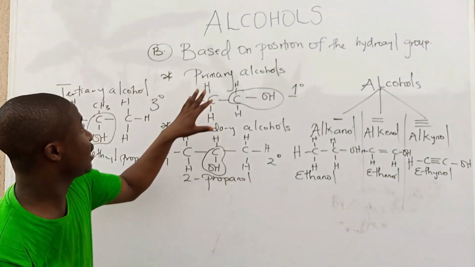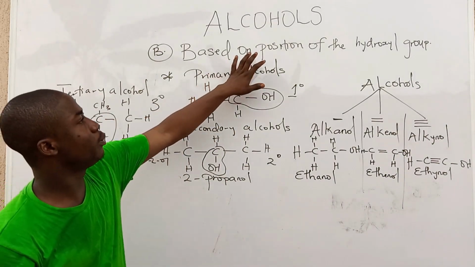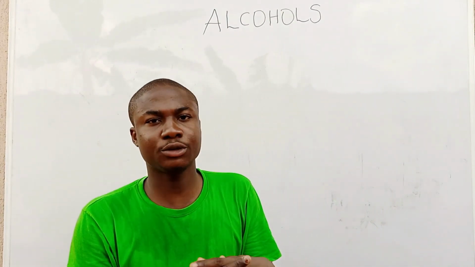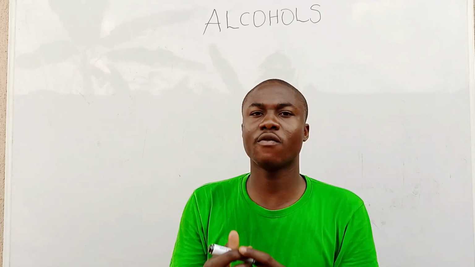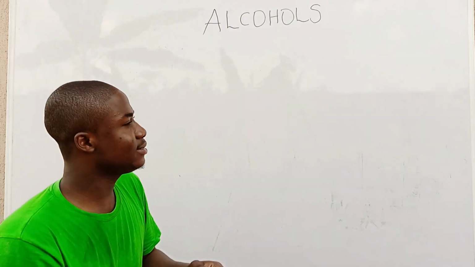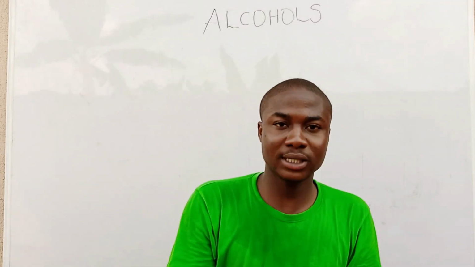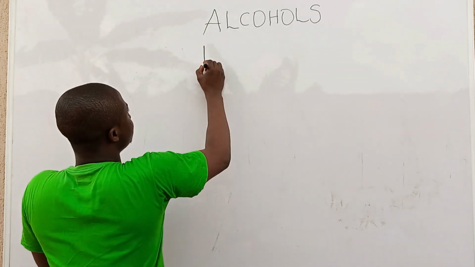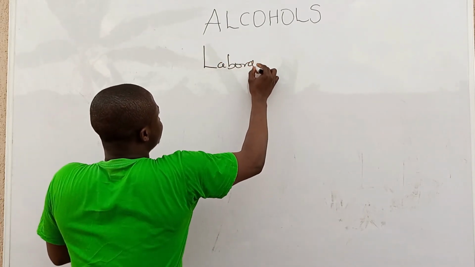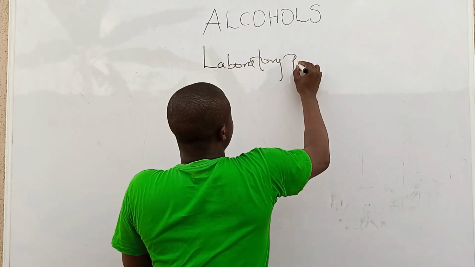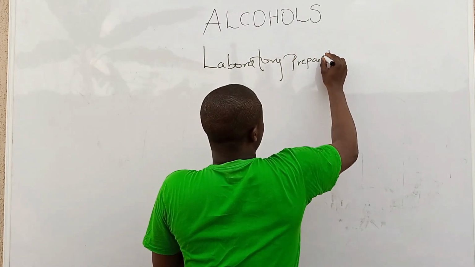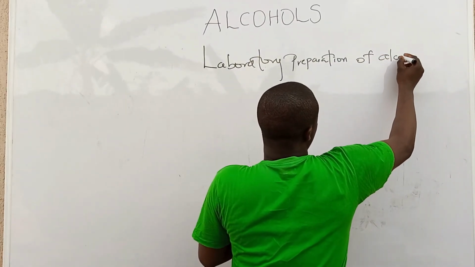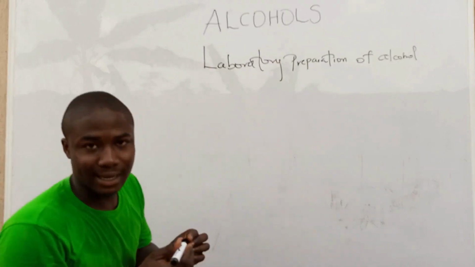Now basically these are the classifications of alcohols based on the position of the hydroxyl group. Now let's quickly talk about the laboratory and industrial preparations of alcohols. In today's lesson, I'll be using a very important alcohol, ethanol, as a case study. Now let's talk about the laboratory preparation of alcohols.